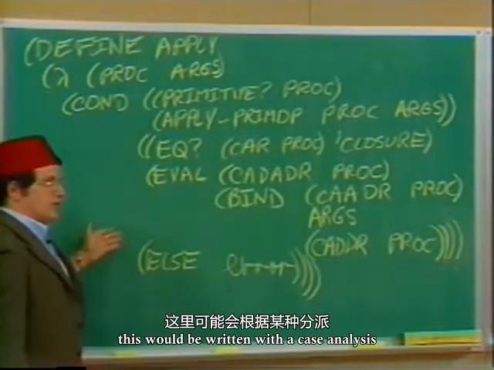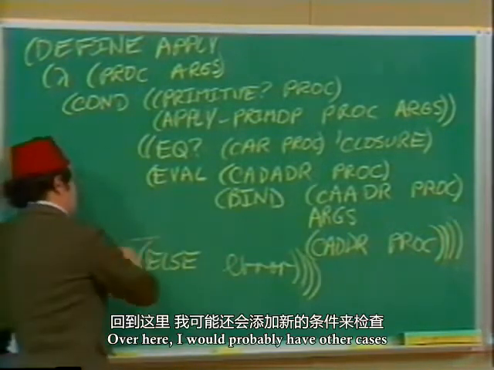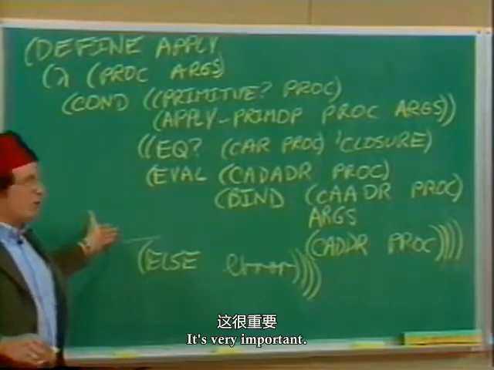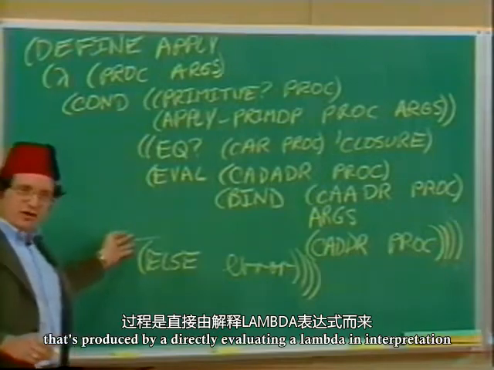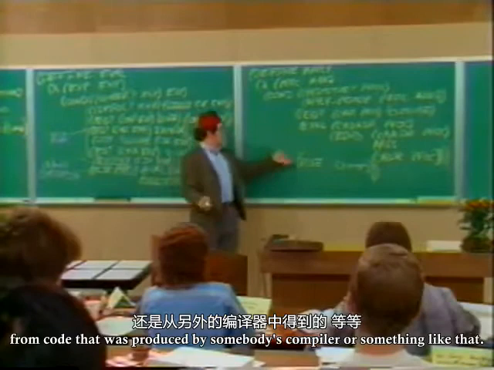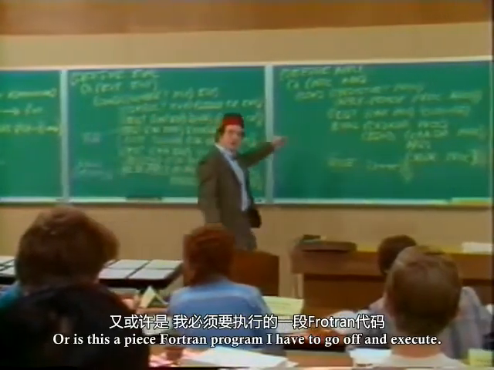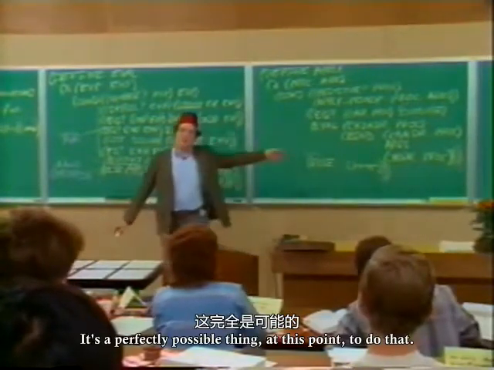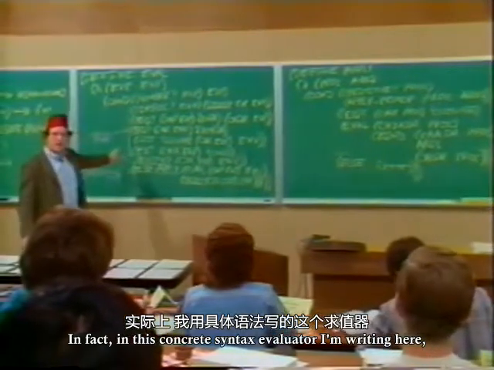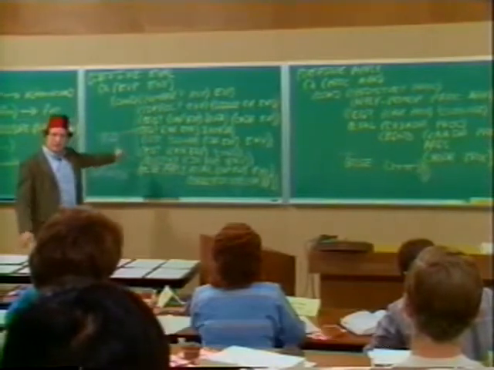Now, of course, again, in some sort of more real system, written for professional reasons, this would be written with a case analysis done by some sort of dispatch. Over here, I would probably have other cases like, is this compiled code? And it's very important. I might have to distinguish the kind of code that's produced by directly evaluating a lambda in interpretation from code that was produced by somebody's compiler or something like that. And we'll talk about that later. Or is this a piece of Fortran program I have to go off and execute? And it's a perfectly possible thing at this point to do that.